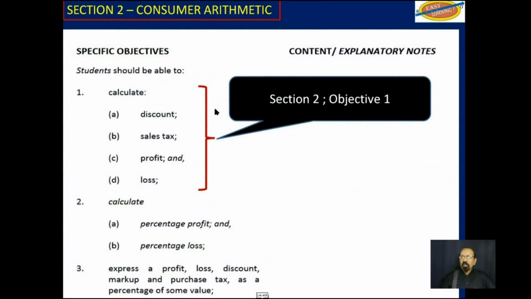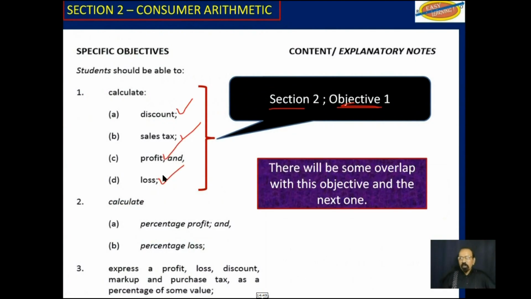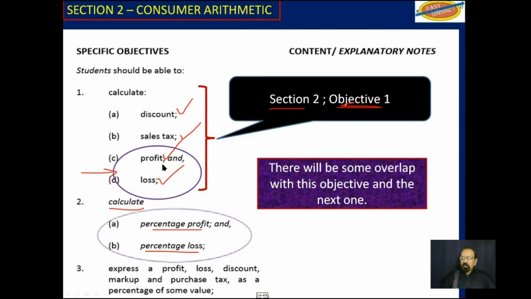So that was section 2, objective 1. We covered discount, sales tax, profit, and loss. But note that the next objective says calculate percentage profit and percentage loss. We did some of that already up here. So we will have some overlap. We have some overlap for the next objective, and quite a few of these objectives have some overlap.